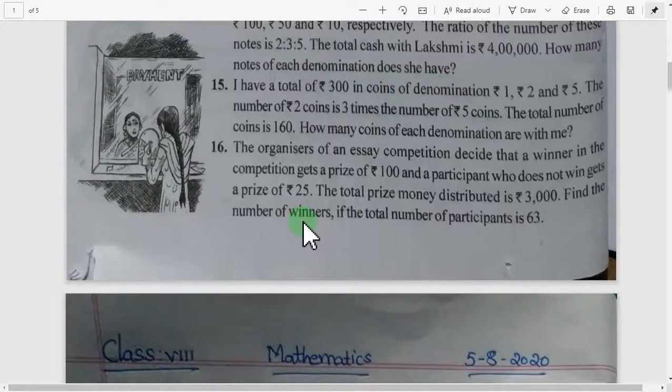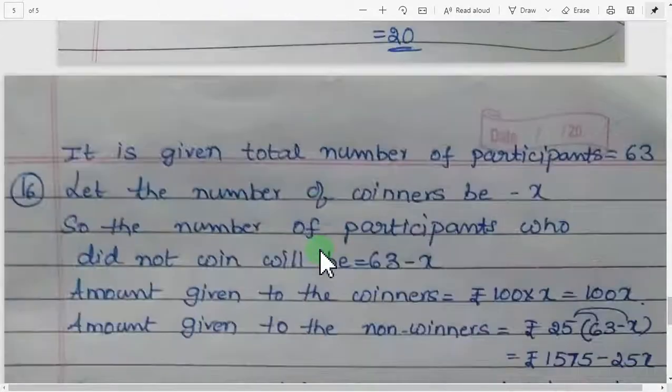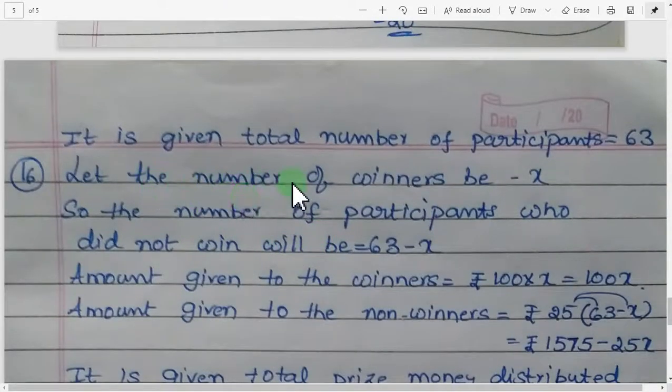How can we take the variable? If you take the number of winners as x, the number of participants who do not win is 63 minus x. This I have also completely solved. You just have to copy by writing the question. Let the number of winners be x. So the number of participants who did not win will be 63 minus x. Why? The total number of participants is 63. If x participants win the essay competition, the remaining participants did not win.